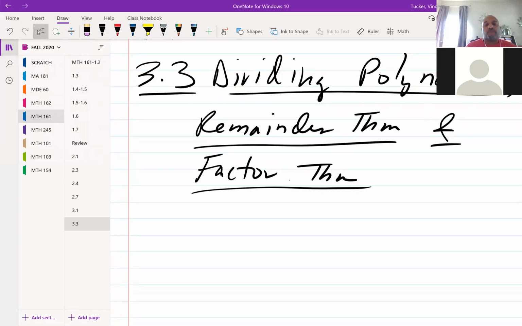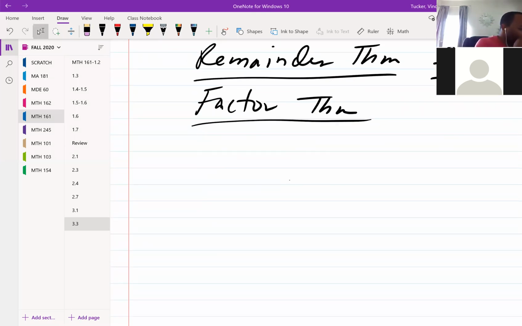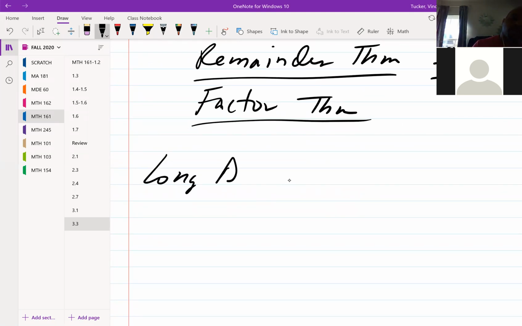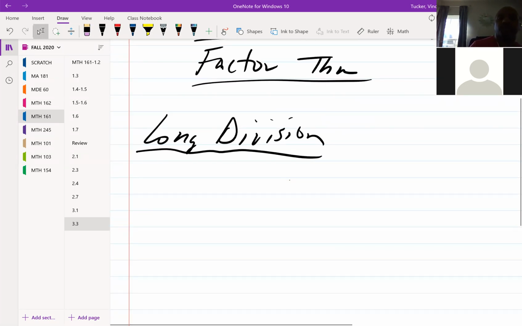All right, so we're looking at 3.3 today, dividing polynomials, the remainder theorem, THM theorem for short, and the factor theorem. All right, so let's look at long division first.